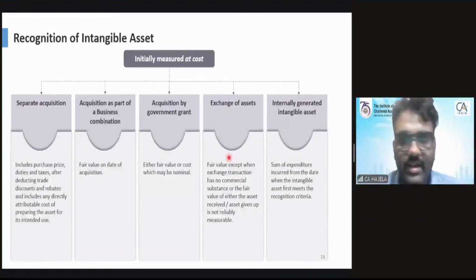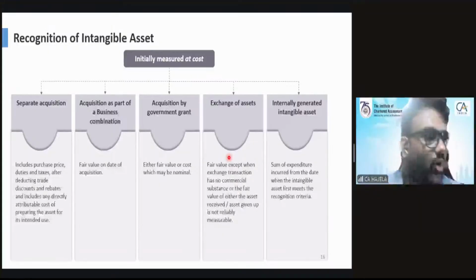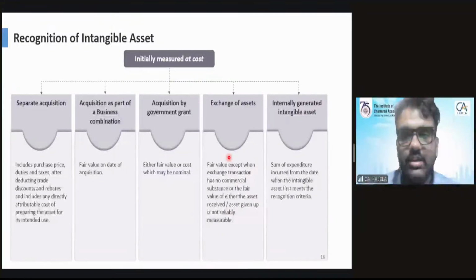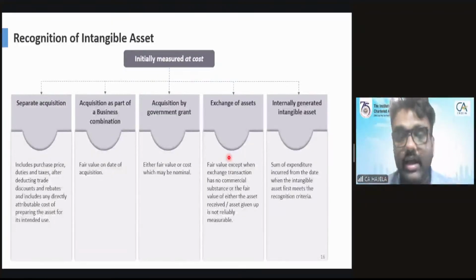There are level 1, level 2 inputs. Level 3 is when you don't have anything to compare, when you don't have any observable inputs in the market. Then you apply some cash flow techniques, which again is a dedicated discussion. But I hope that this settles your thoughts on how a fair value is arrived at.